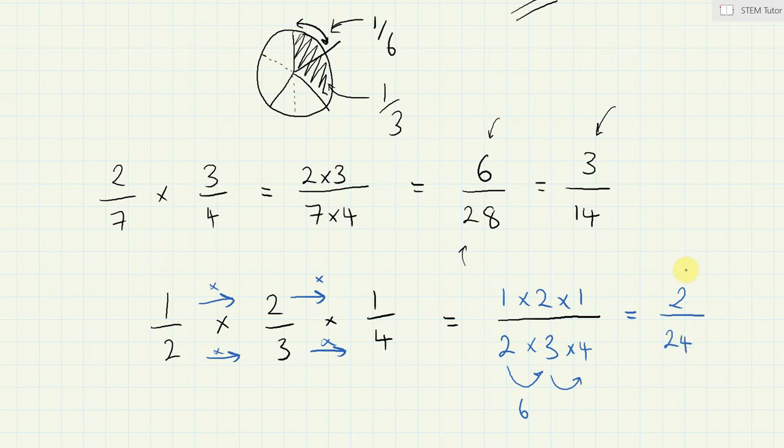And again, both the number at the top and the bottom share a common factor, and we know this because they're both even, so we can very easily divide the top and the bottom number by 2. So 1 over 12 would be the answer to this fraction.